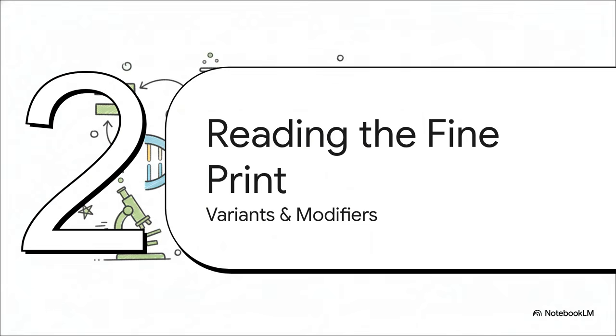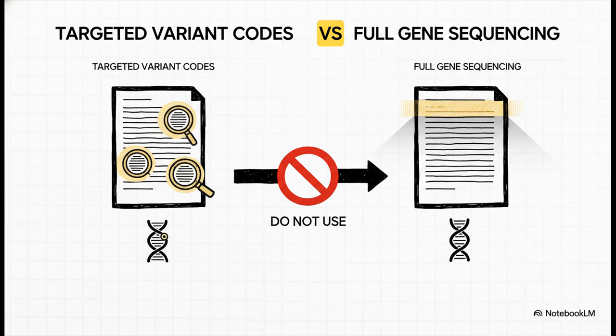Okay, on to section 3. So now that we have that fundamental rule totally locked in, let's look at some of the common nuances you're going to run into all the time. This is where you go from being a good coder to a great one. This is a big one. Some lab tests are just looking for a few specific known variants within a gene. Think of it like looking for a couple of known typos on a page in a book. Other tests, though, do full gene sequencing, where they read the entire page from top to bottom. A code for targeted variants only covers the specific ones listed in its description. You can't use that code for a full sequence. It's a totally different test.